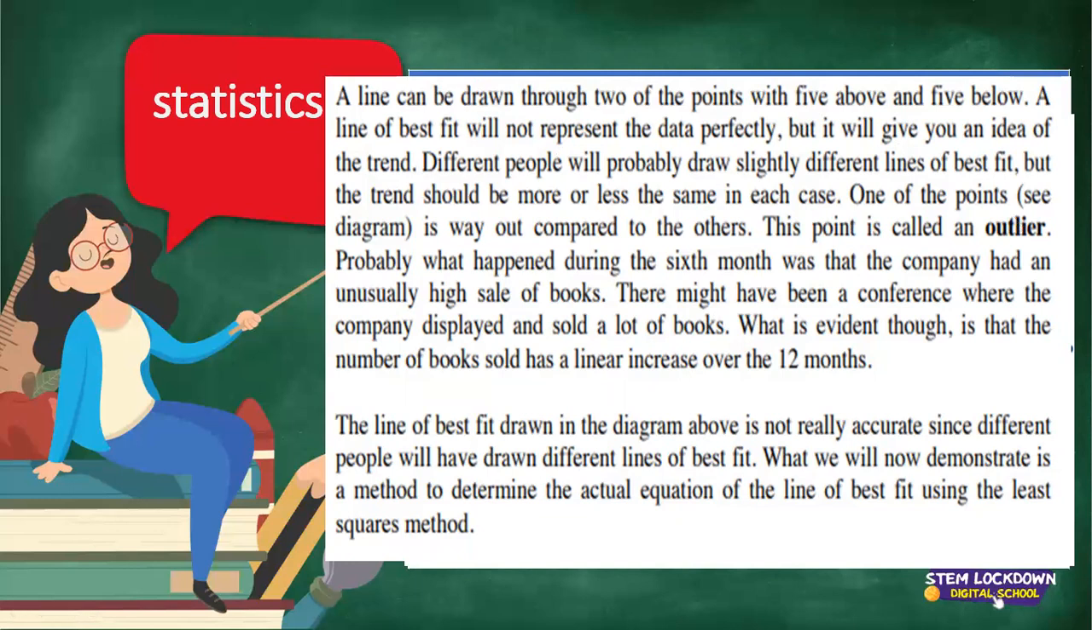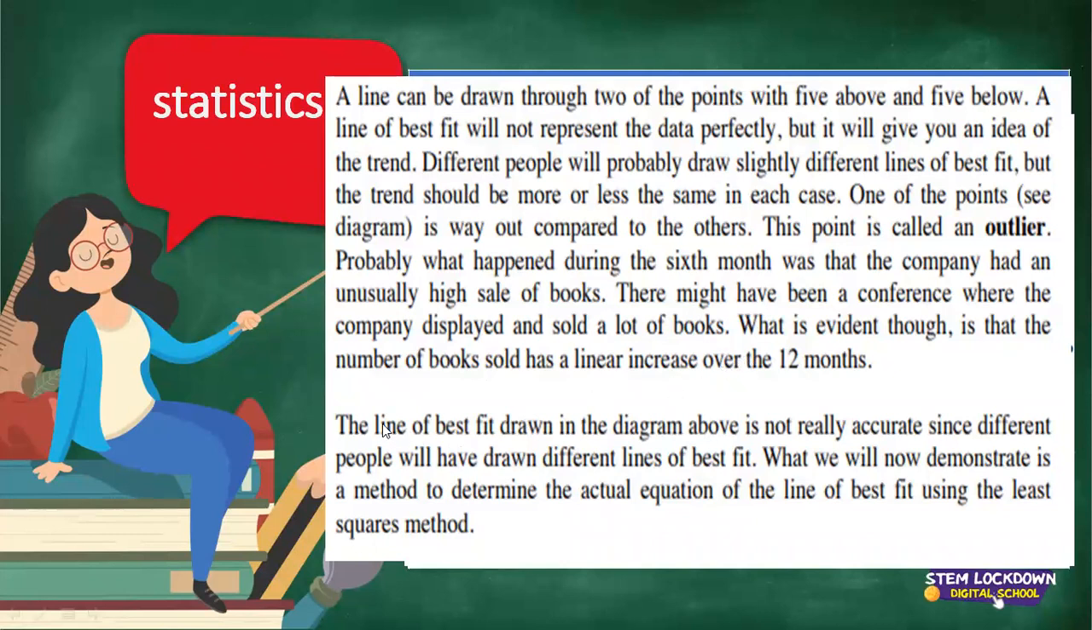So for the point we call an outlier, probably what happened during that month was that the company had an unusually high sale of books, for that single month. There might have been a conference where the company displayed and sold a lot of books. What's evident though is that the number of books sold has a linear increase over the 12 months. What is certain is that the number of books increases over the 12 months.